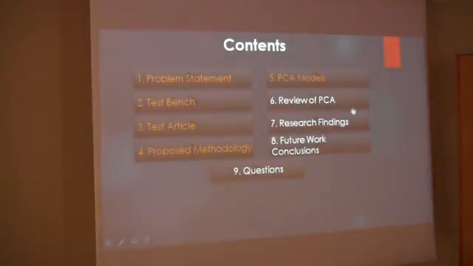Okay, the review of PCA I am going to skip because of the limitation of time, because that is already an established field, not something on my credit. But if anybody is interested, in the question answer session I can explain something about how PCA works. I will directly go to the next portion, that is our findings.